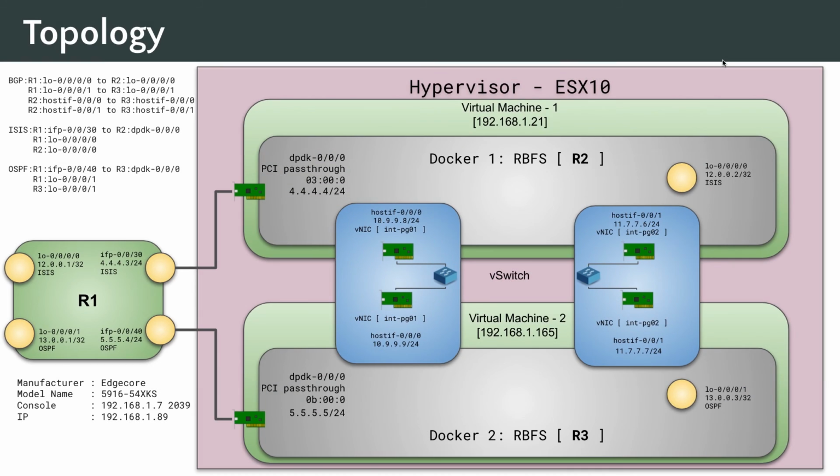With this, we have come to the end of the demo. Here we have demonstrated RBFS as a Docker service, which can interact with bare metal switches such as HCore 5916 and other Docker services which are hosted in VMs.